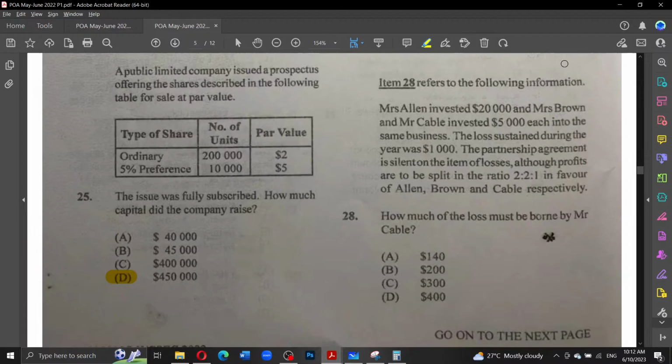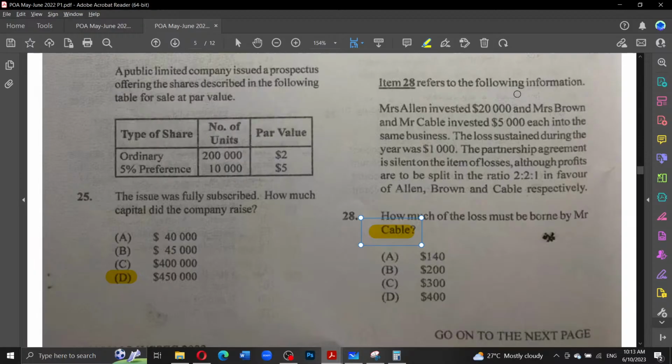Alright, so moving on to question 28. Mistress Allen invested 20,000. Alright, so before we do that, just look at what is required of you. How much of the loss will be borne by Mr. Keeble? Remember English paper, you don't do this. Anyway, so we know that there's going to be a loss and they're asking how much one person will bear, right? Mistress Allen invested 20,000 and Mistress Brown and Mr. Keeble invested $5,000 each into the same business.